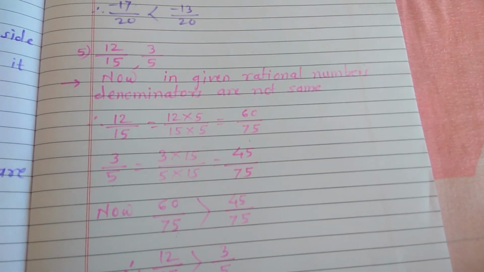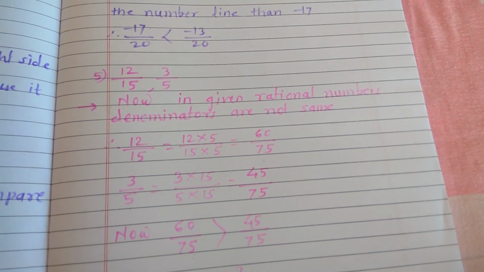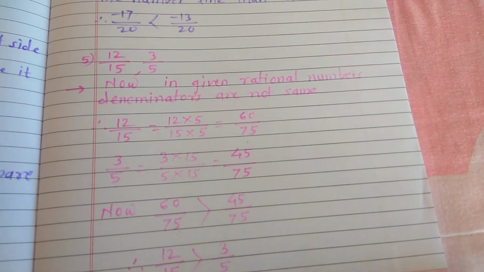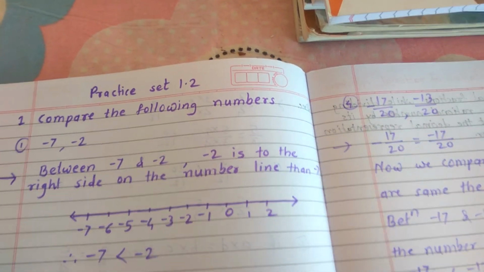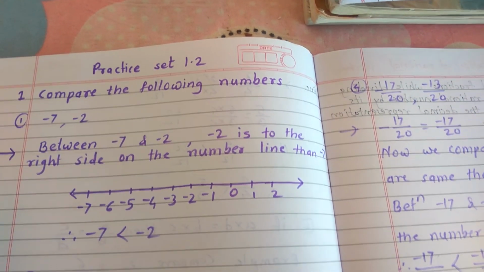In this way, we can compare any two rational numbers. Now, you solve all the examples in practice set 1.2 in your notebook.